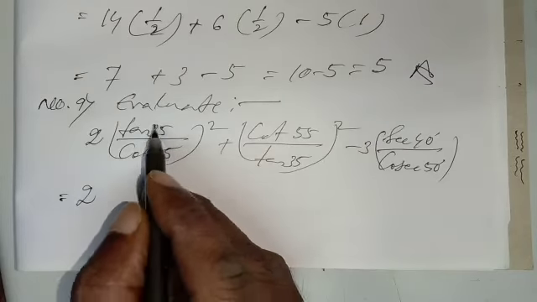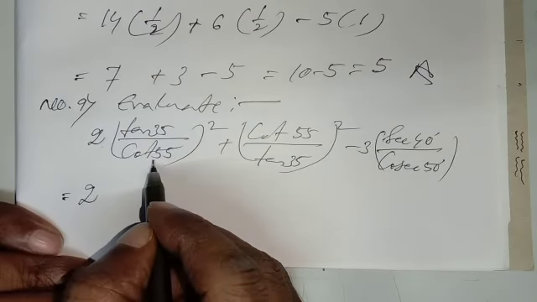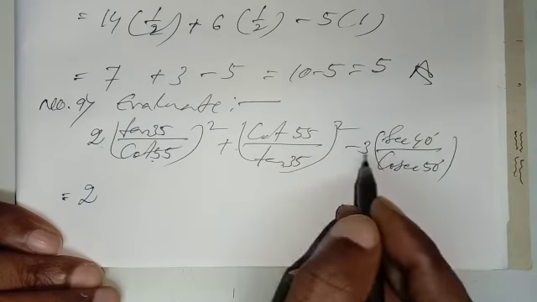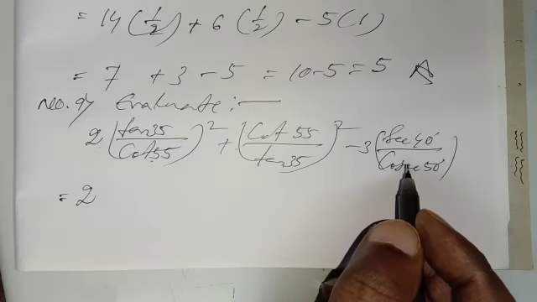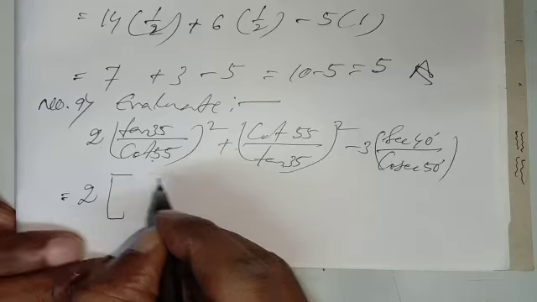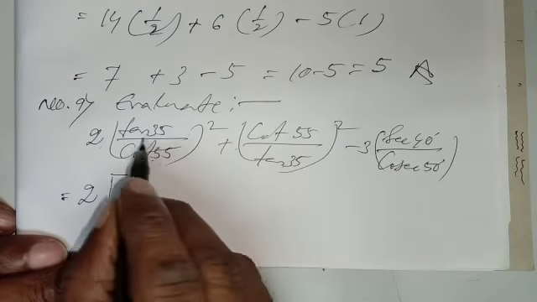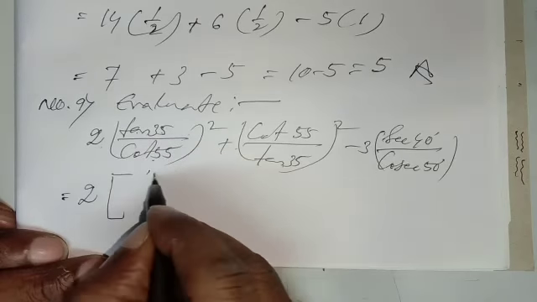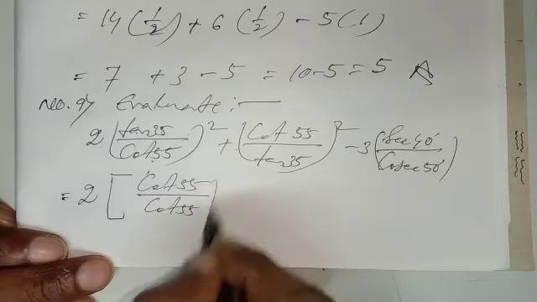Number 9 question is given, evaluate. Just to find the value of this: 2 tan 35 by cot 55 whole square plus cot 55 by tan 35 whole square minus 3 sec 40 by cosec 50 degree. This is the question. You have to find out the answer. Tan 35 I can write here as tan 90 minus 55, yes or no? Tan 90 minus 55 means cot 55. Directly I am doing cot 55 and that whole square.